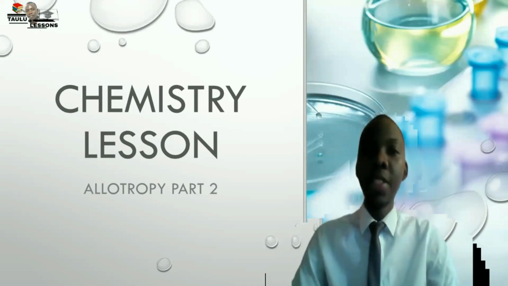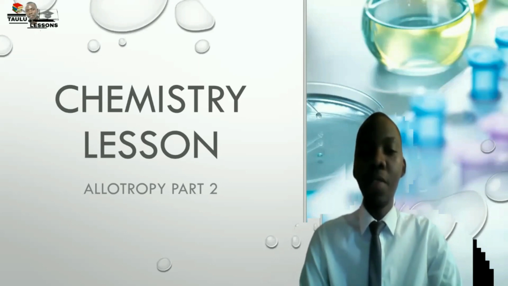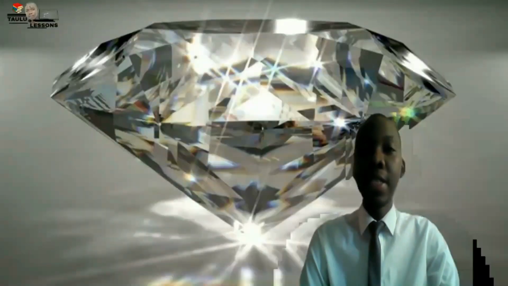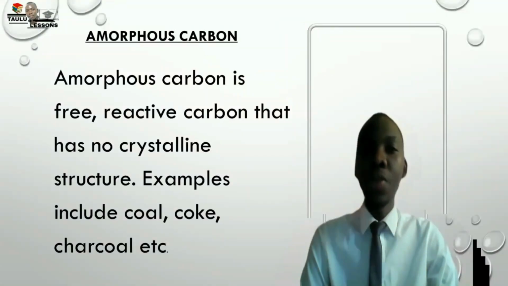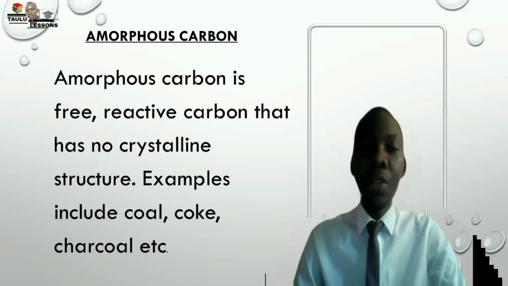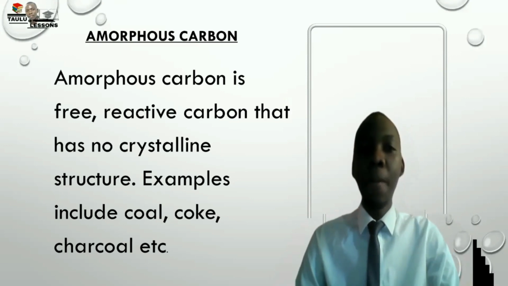Good evening, friends. In our previous lesson, we talked about allotropy, in specific allotropes of carbon, where we looked at graphite and diamonds as the two allotropes of carbon. In this lesson, we'll continue and we'll talk about amorphous carbon as an allotrope of carbon.